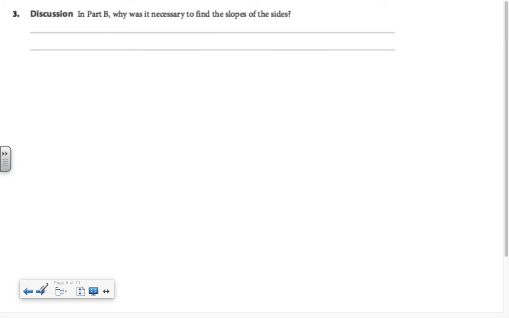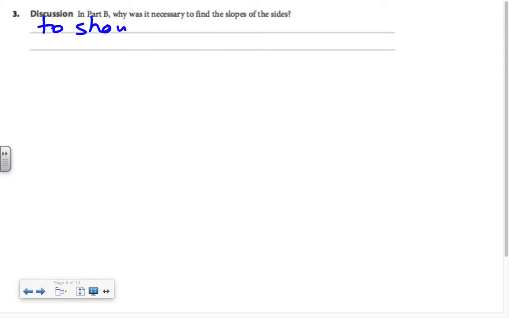In part B, why was it necessary to find the slopes of these sides? The area of a rectangle is base times height, and in a rectangle, the base and height are the sides. So if I hadn't been able to show that this was a rectangle, I would have had to find a height for the parallelogram.